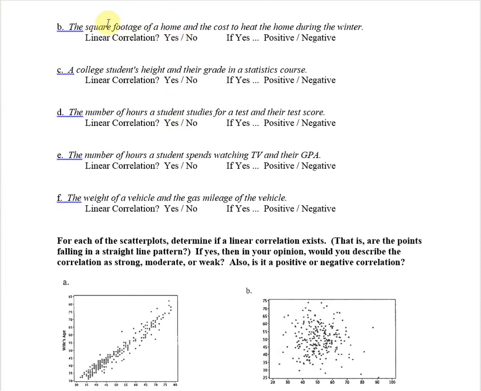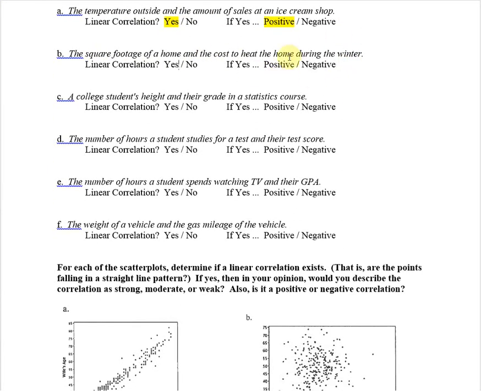All right. Square footage of a home and cost to heat the home during the winter. I don't know about you guys if you've ever paid a heating bill, but if you think about a larger property versus a smaller property, usually you're covering more square footage and therefore more cubic feet of heat. And then you will usually end up having to spend more money on heat. So it appears that these two have a positive relationship with each other because they appear to be doing the same thing. When one increases, the other increases.